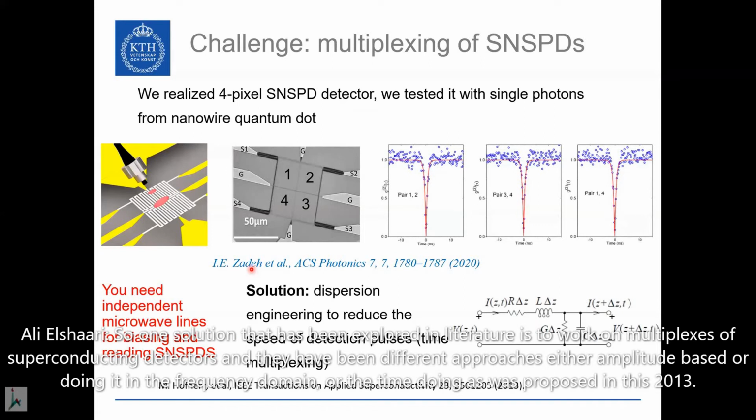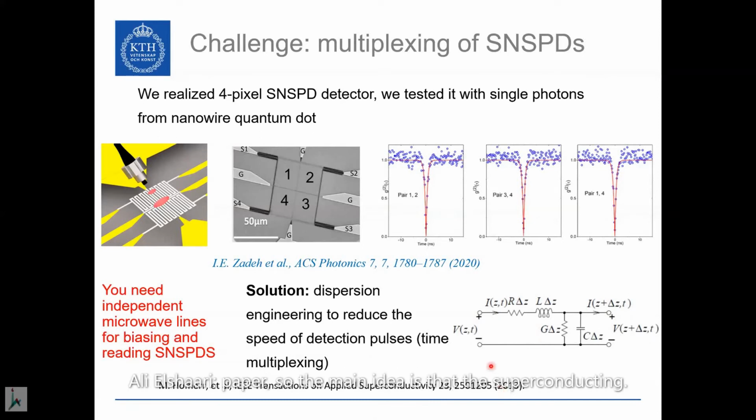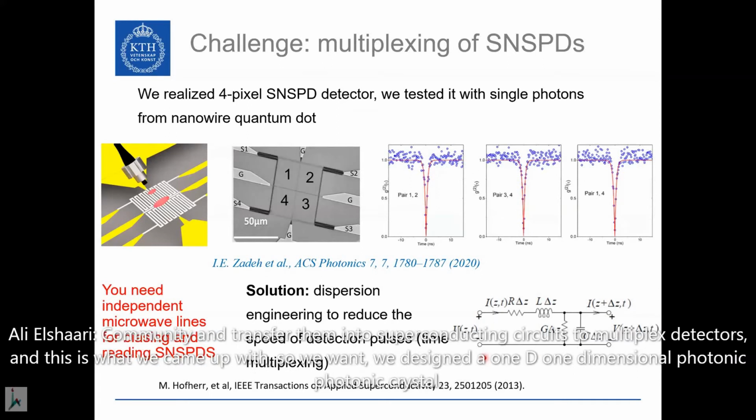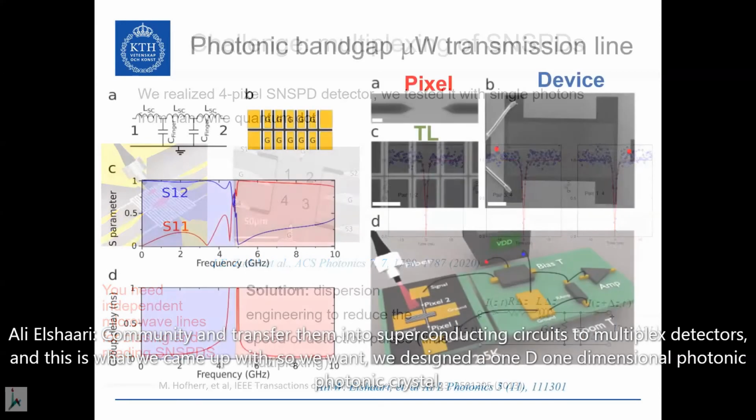So one solution that has been explored in literature is to work on multiplexing of superconducting detectors, and there have been different approaches, either amplitude-based or doing it in the frequency domain or the time domain, as was proposed in this 2013 paper. So the main idea is that the superconducting detector is actually a transmission line, so you can engineer the transmission line to change its group velocity and borrow the ideas that have been well developed in the photonic crystal community and transfer them into superconducting circuits to multiplex detectors. And this is what we came up with.